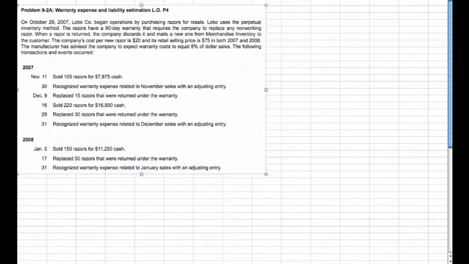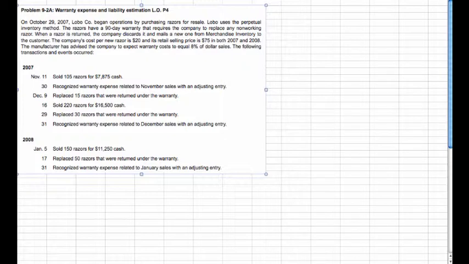Continuing, the razors have a 90-day warranty that requires the company to replace any non-working razor. When a razor is returned, the company discards it and mails a new one from merchandise inventory to the customer. The company's cost per razor is $20 and its retail selling price is $75 in both 2007 and 2008. The manufacturer has advised the company to expect warranty costs to equal 8% of dollar sales. The following transactions and events have occurred.